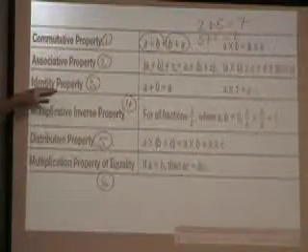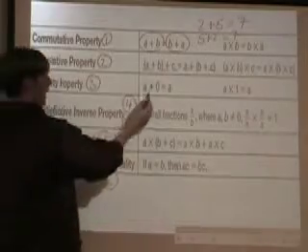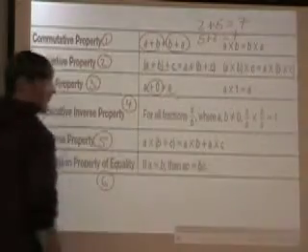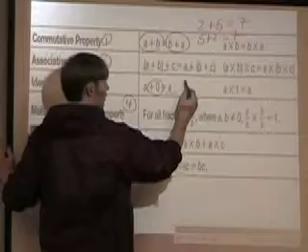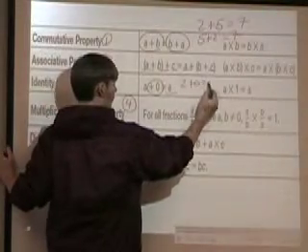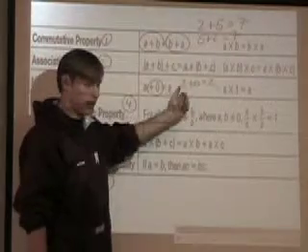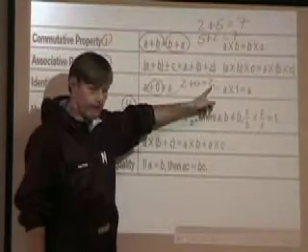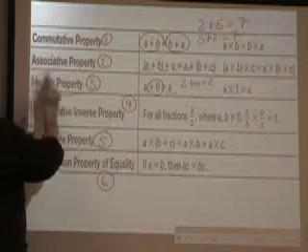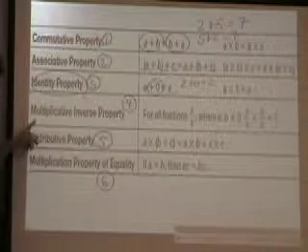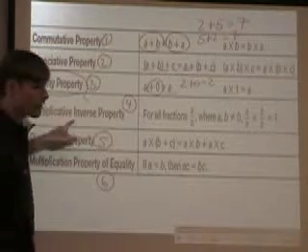The identity property is when you add 0, you leave it the same. So let's say A is 2. What's 2 plus 0? So when you add 0 to whatever you have and it equals whatever you have, then that's called using the identity property. Then we have the multiplicative inverse.